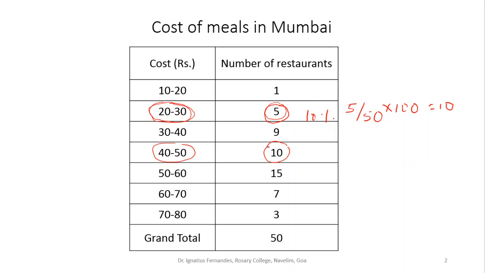The same way, what percent of restaurants give their meal for 40 to 50? If you want to do that, you will look at the frequency, 10, divided by the total. So 10 divided by 50 multiplied by 100. You will get 20%. So this is 10%, this is 20%. This is how you find out the percentage in case you have a frequency distribution table.